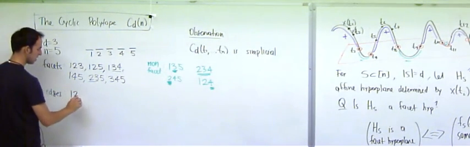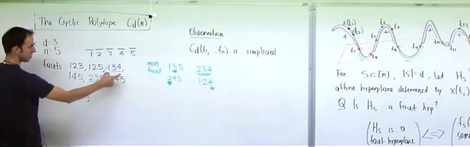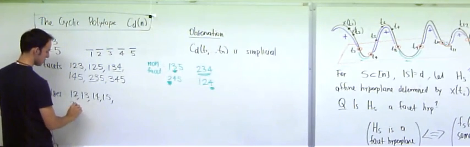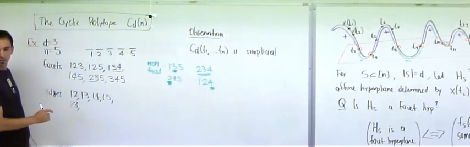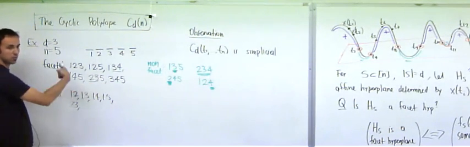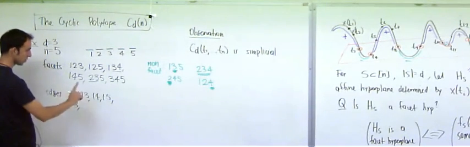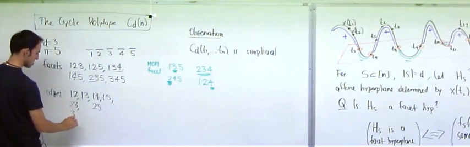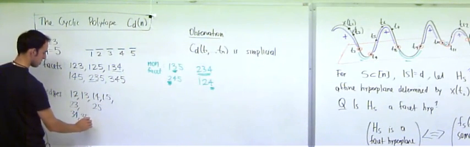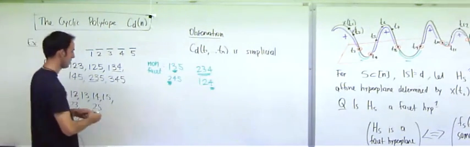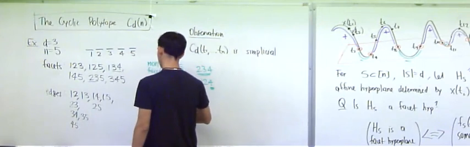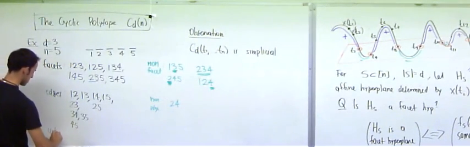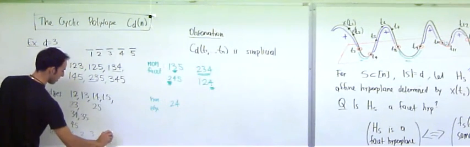So 1, 2 is an edge. 1, 3 is an edge. Let's do it alphabetically. 1, 4 is an edge, right? It's a subset of this one. 1, 5 is an edge. 2, 3 is an edge. 2, 4 is not an edge, right? Because you see, 2, 4 is not an edge of any of the triangles. So 2, 4 is not an edge. 2, 5 is an edge. 3-4 is an edge. 3-5 is an edge. And 4-5 is an edge. So the only non-edge is 2-4. And finally, the vertices. Okay, well, that's easy. 1, 2, 3, 4, and 5.